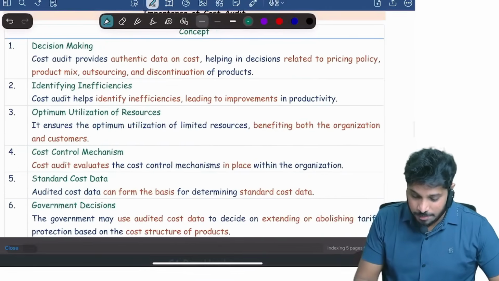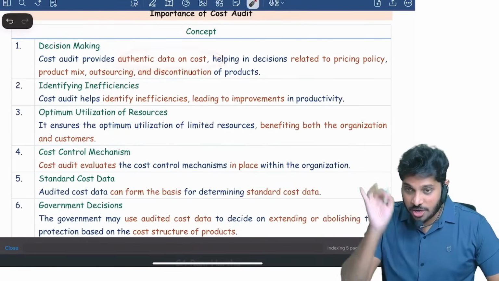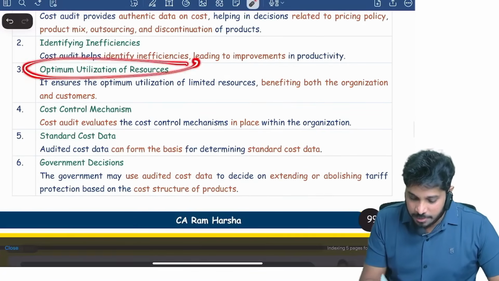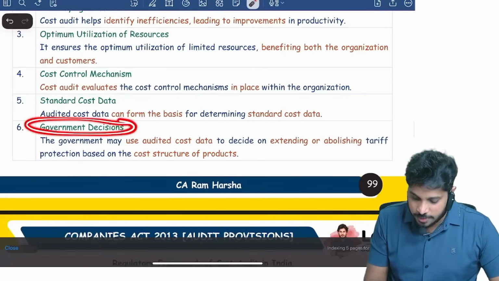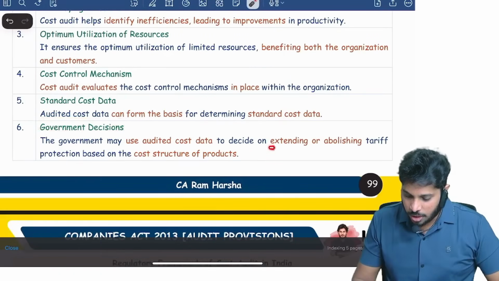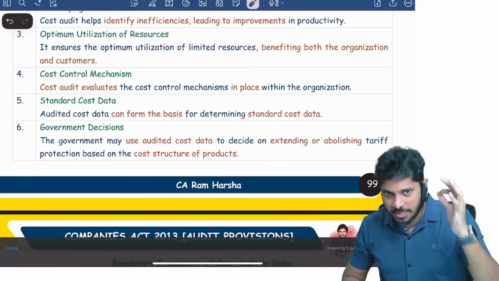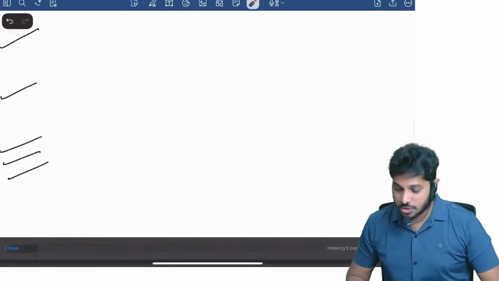Now, the importance of cost audit in decision making. It provides authentic cost data. It will identify inefficiencies. It helps in optimum resource utilization. It helps in cost control mechanism. It also helps in government decisions. Yes or no? While extending or abolishing tariffs, subsidy policies, grants, it will help the government. That's it. These are the benefits of cost audit. Are you clear? With this, cost audit is done.